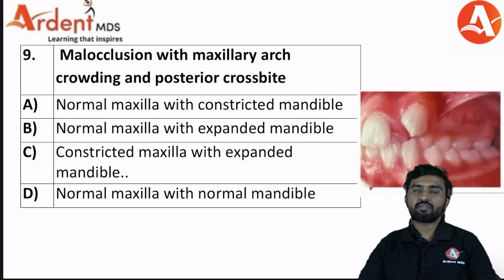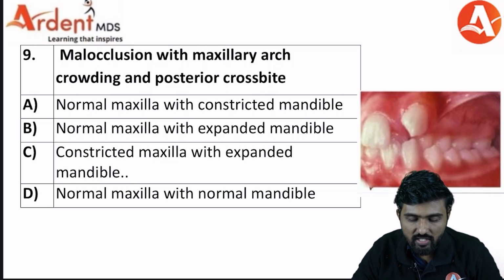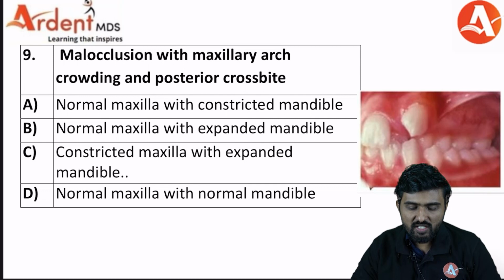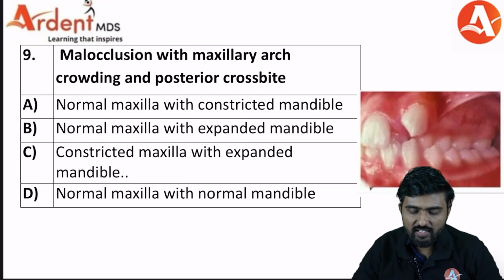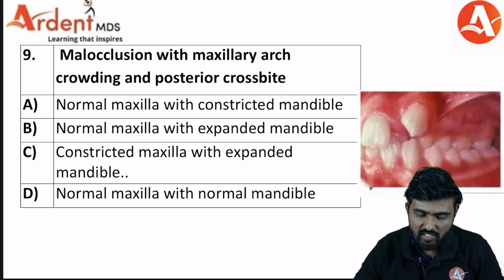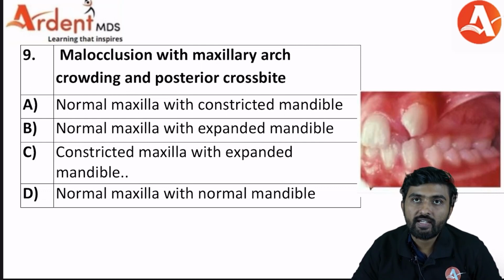This is again an image-based question in this exam. Malocclusion with maxillary arch crowding and posterior crossbite. This is what they have asked. The options are: normal maxilla with constricted mandible, normal maxilla with expanded mandible, constricted maxilla with expanded mandible, normal maxilla with normal mandible. What could be the reason or etiology for such a clinical presentation?